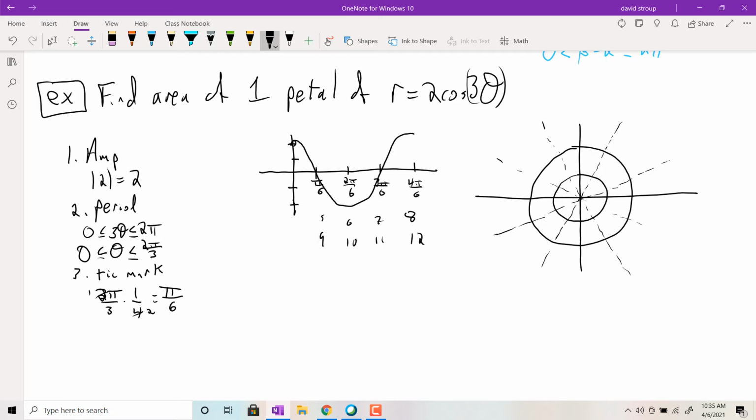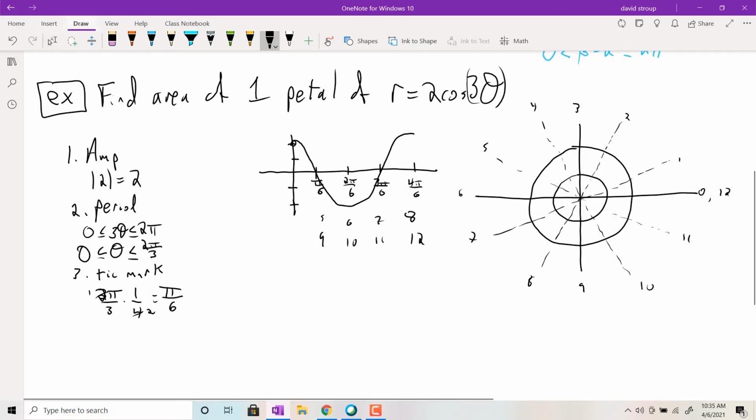Okay, so this is pi over 6, 2 pi over 6, 3 pi over 6, 4 pi over 6, 5 pi over 6, 6 pi over 6, 7, 8, 9, 10, 11, 12, or 0 if you wish. Okay, so I want to trace this out, and I'll start with 0 to pi over 6. That is that region on the curve.